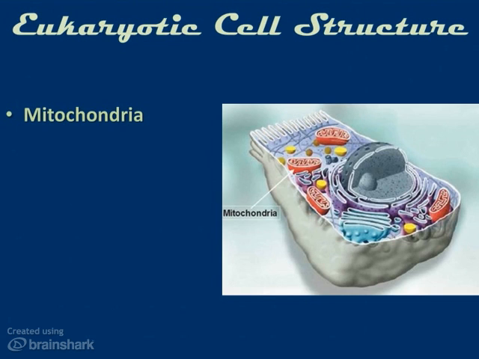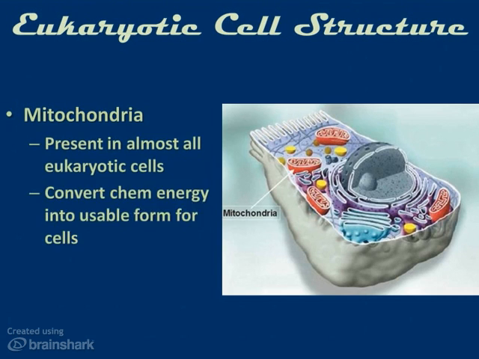Factories are hooked up to a local power company for a source of energy. Cells have the mitochondria. These are present in almost all eukaryotic cells. They convert chemical energy from the digested food into usable energy. The mitochondria is characterized by an outer membrane and an inner folded membrane.